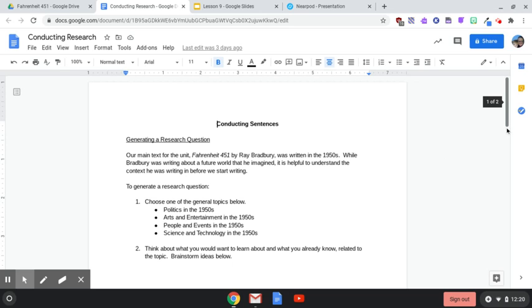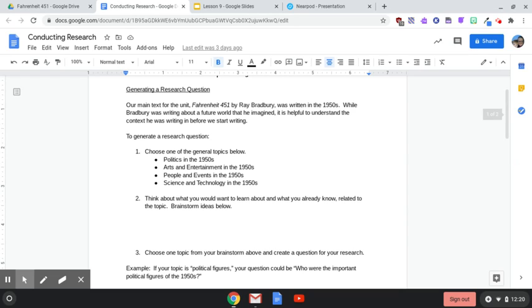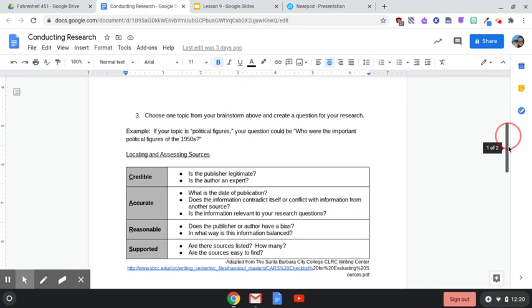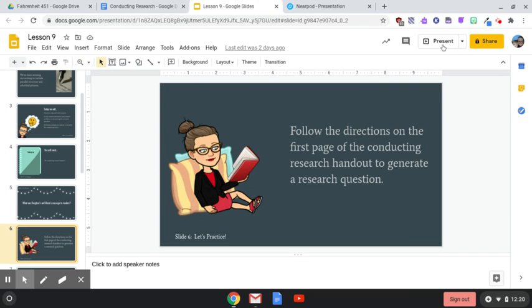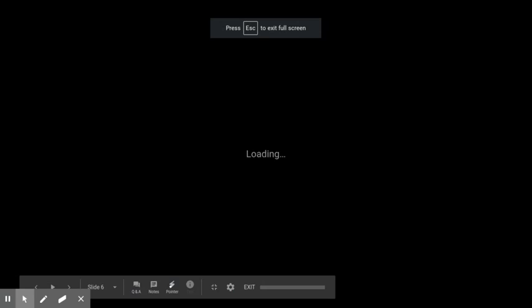After you choose one of those general topics, I want you to think about what you would want to learn about and what you already know related to the topic. The area below number 2 is where you're going to brainstorm those ideas. Then I want you to choose one topic from your brainstorm from number 2 and create a question for your research. For example, if your topic is political figures, your question could be, who were the important political figures of the 1950s? You're going to type in your research question below number 3. I'm going to give you about 5 minutes to do so.